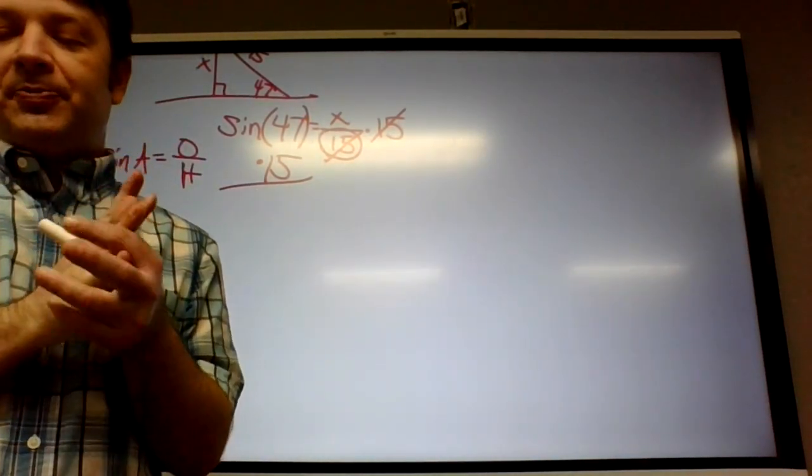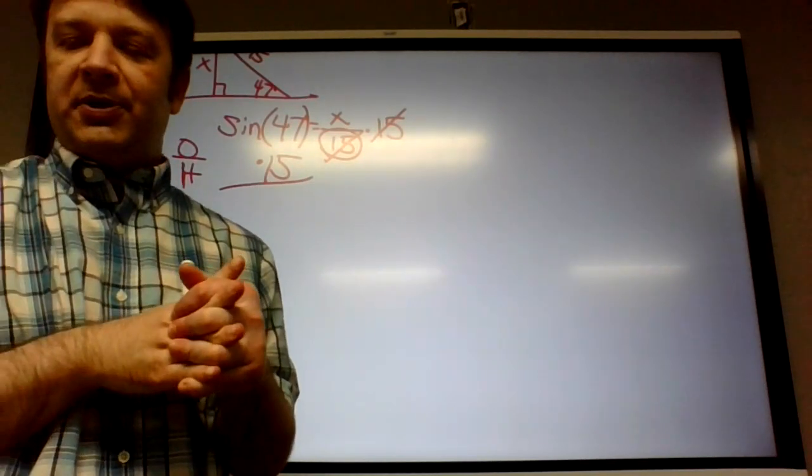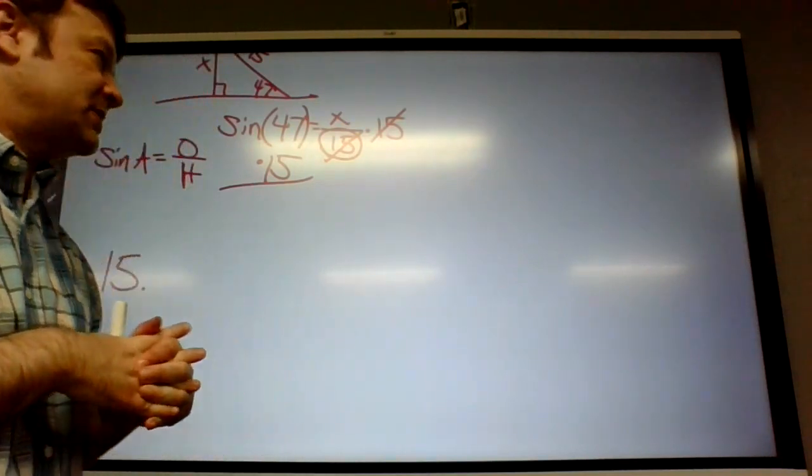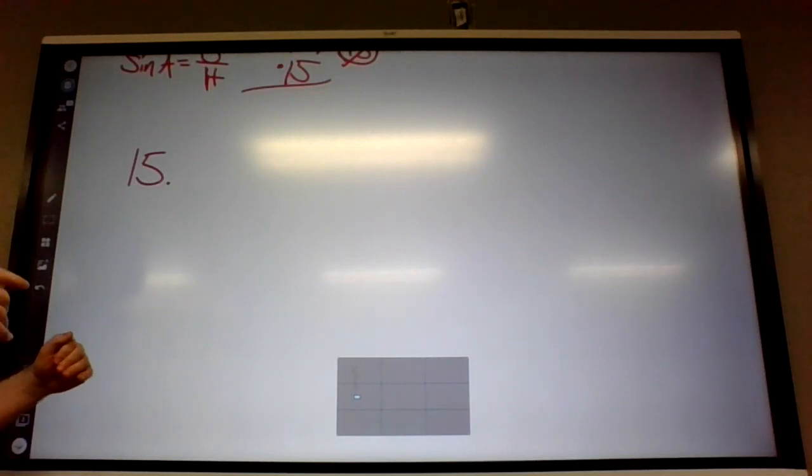15. A ship leaves port heading 75 degrees north of east. What do you guys think that means? 75 degrees north of east. Where's east? When we draw a map, where do we usually draw east at? Yeah.